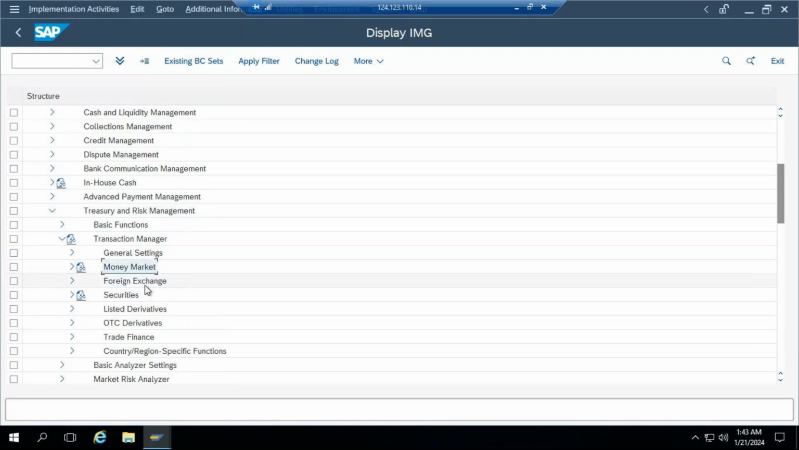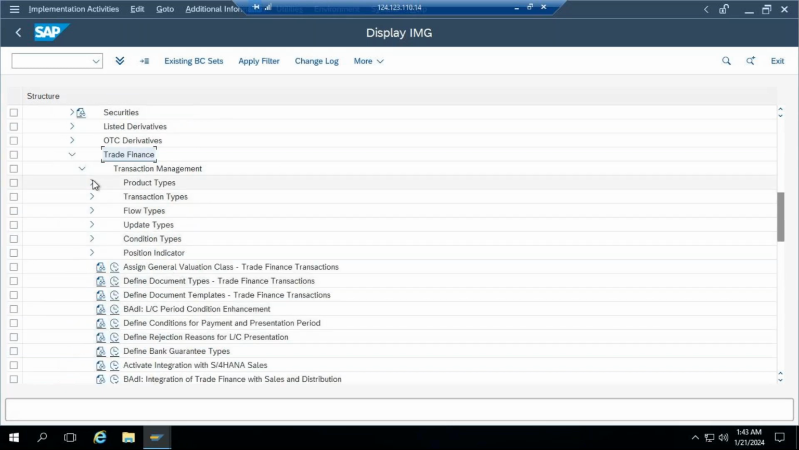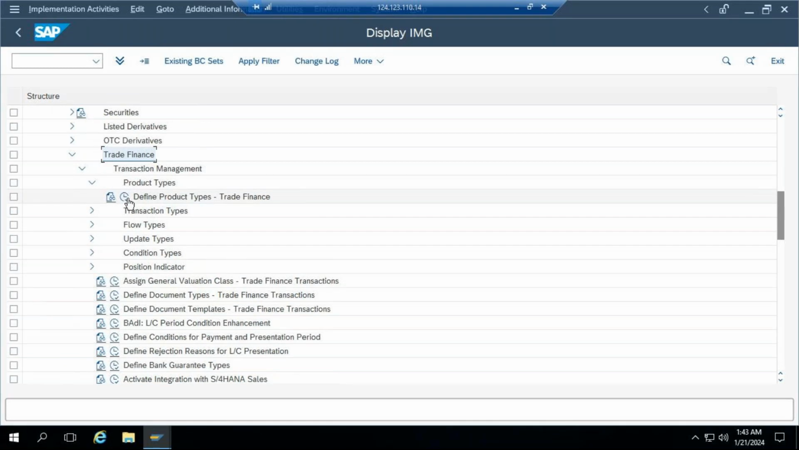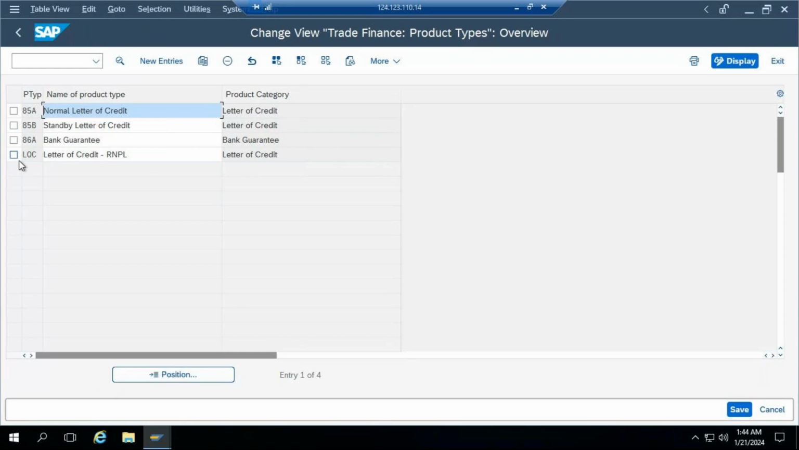The product groups are money market, foreign exchange, securities, listed derivatives, and trade finance. For all of these we have different product types, which in simple language we call financial instruments. When you talk about financial instruments under trade finance, what comes to your mind? First is letter of credit and bank guarantee, right? So it has everything. Now, is it only talking about letters of credit and bank guarantees?